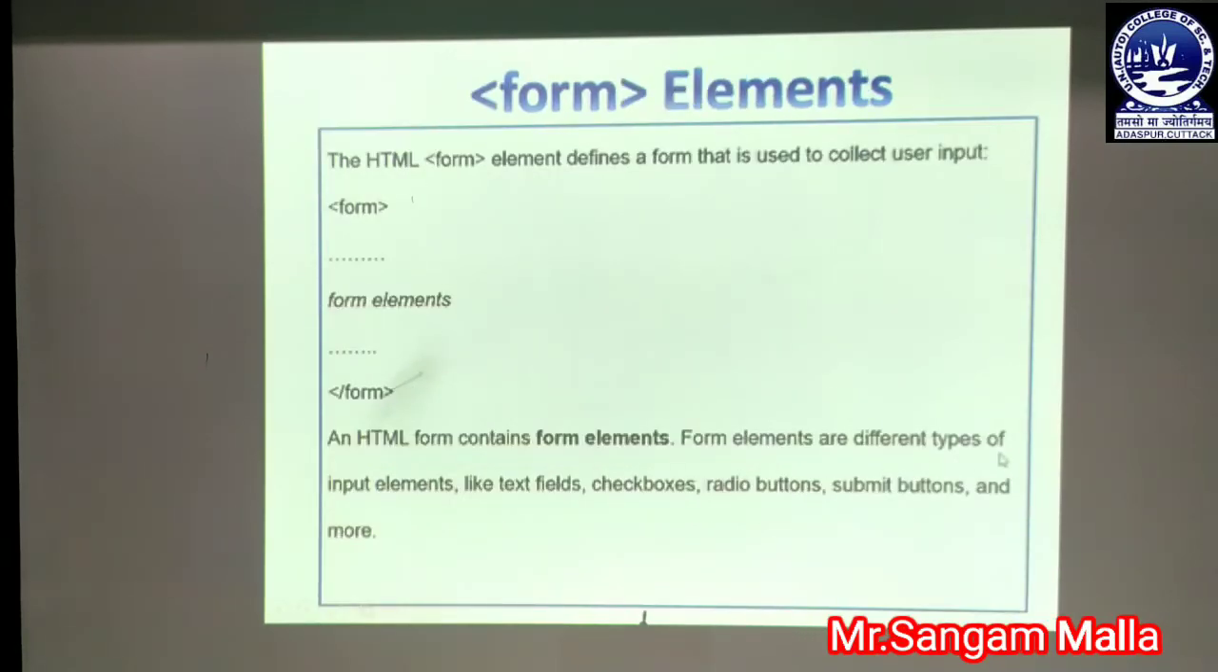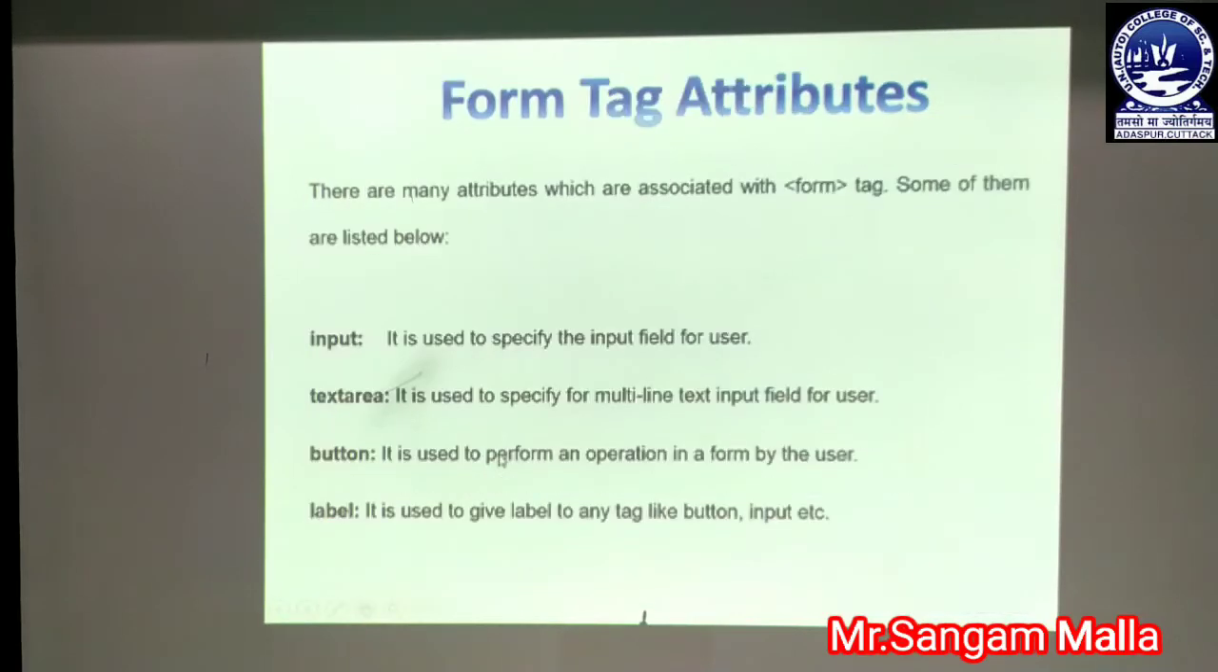So form elements are different types of input elements, like text fields, checkboxes, radio buttons, submit buttons, and more. That means all the elements under the input elements, just like the text field, checkboxes, radio buttons, submit buttons, and a lot of other buttons and tools, are considered under the input elements.